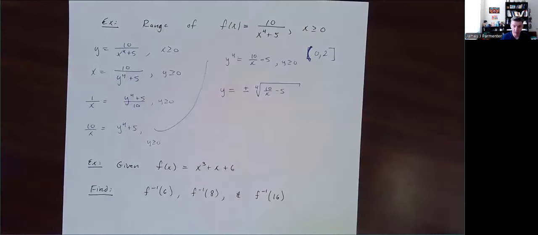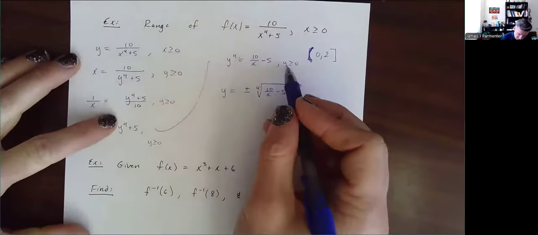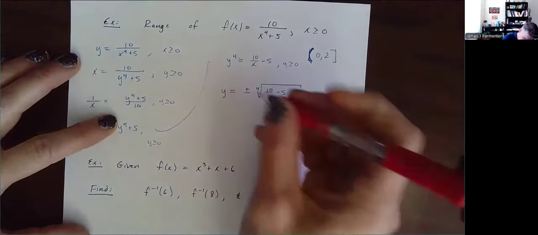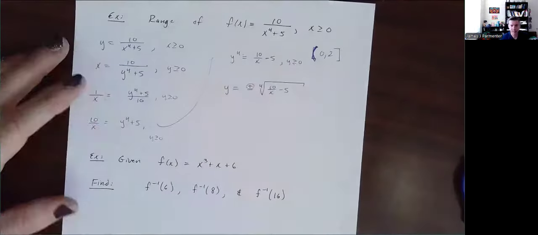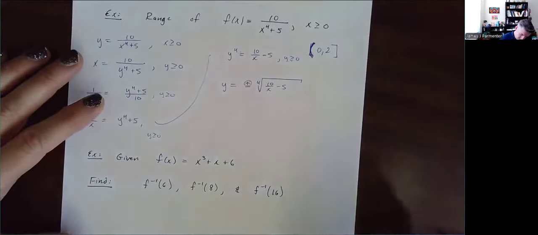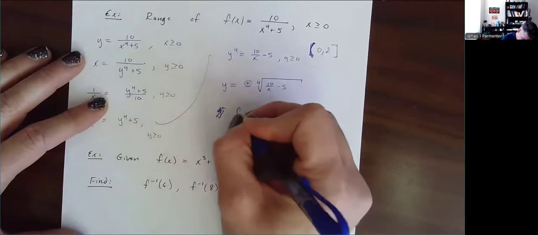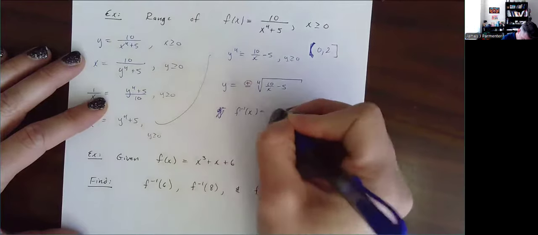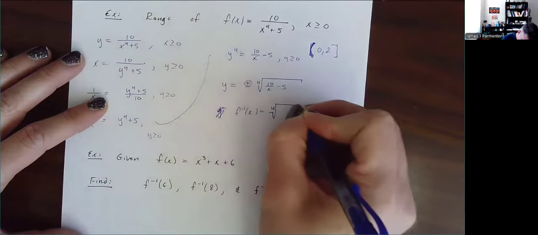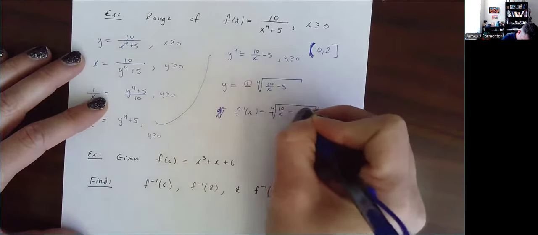But now here, we have to say that, well, since y is bigger than or equal to 0, we know it has to be the positive root here. So here's what we've got. We've got that f inverse of x is equal to the fourth root of 10 over x minus 5.